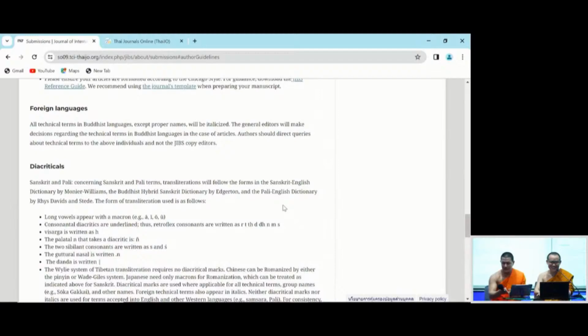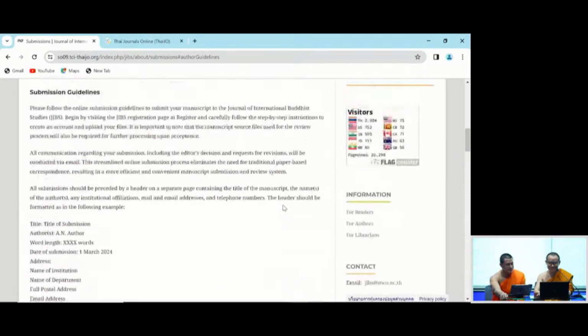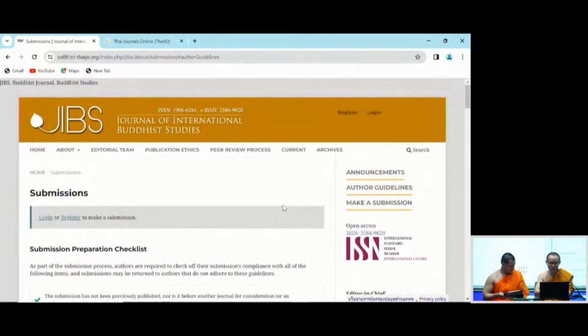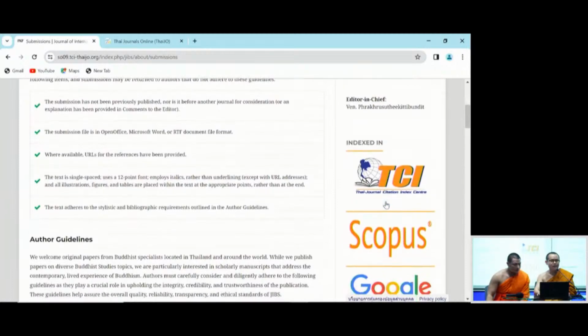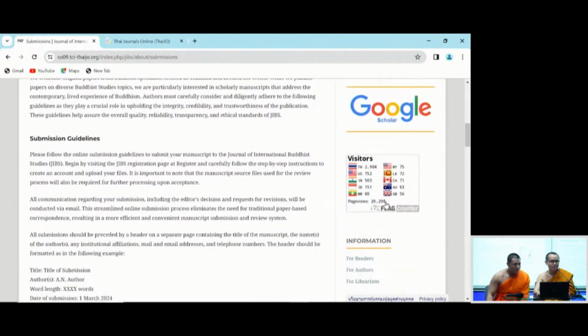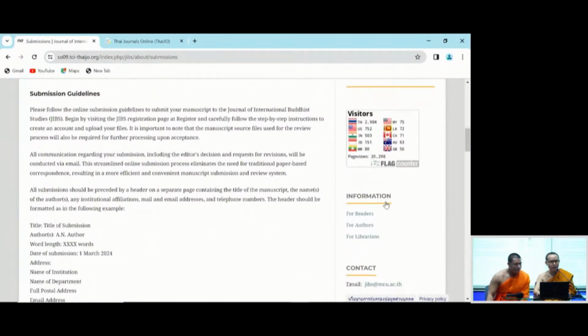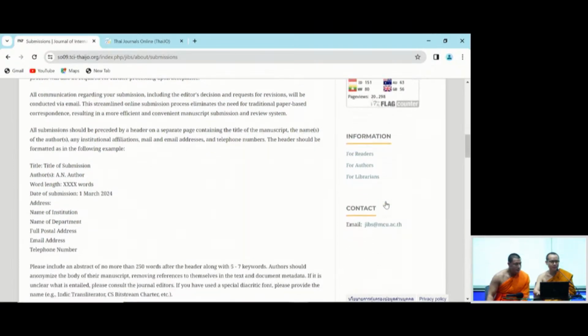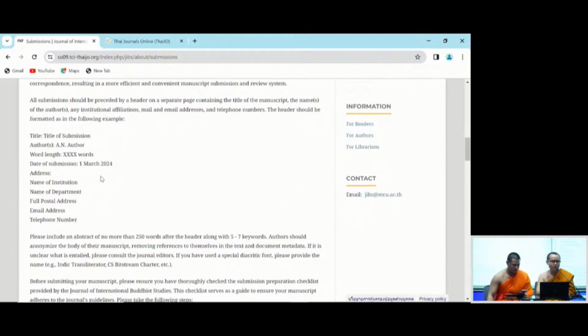Another final thing for me is the submission. When you are ready to make a submission, we have a topic list for you to check after you finish your manuscript. You should also add information for the JIP from your article, like the title, the author name, the word length, the date of submission, and the name of your institution.